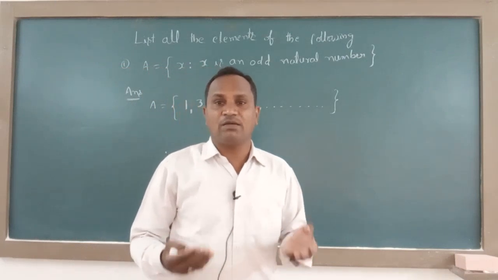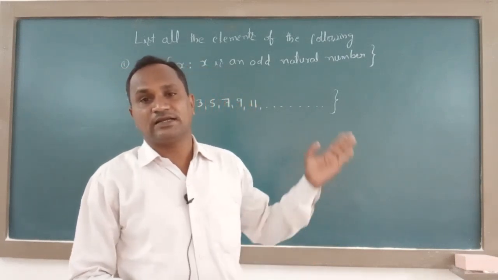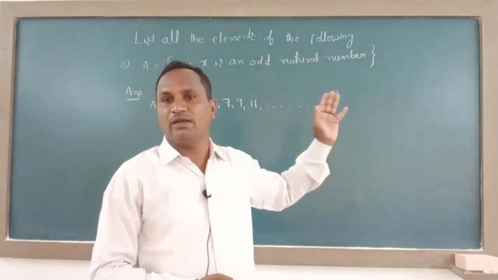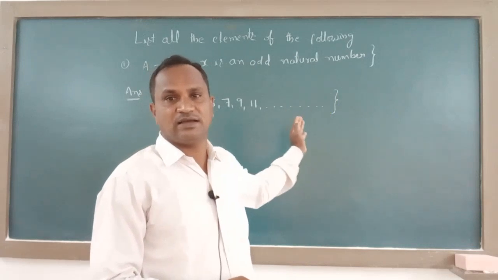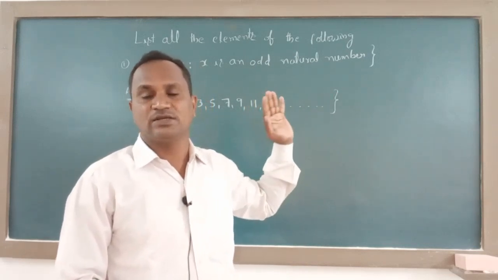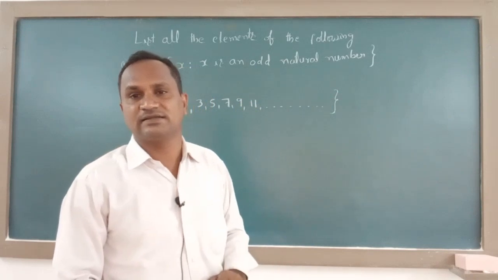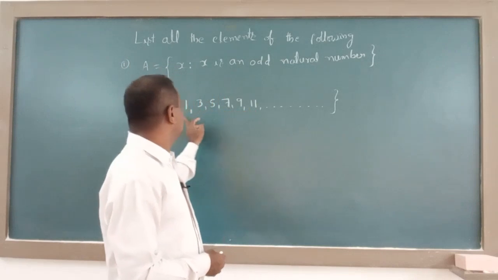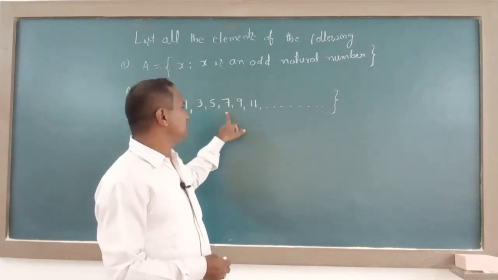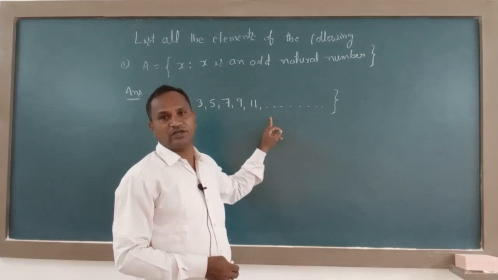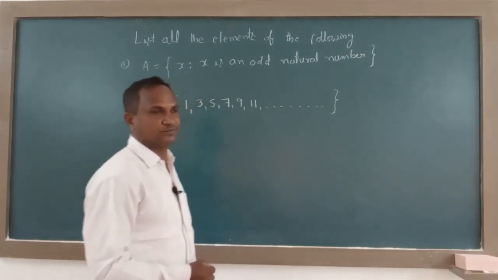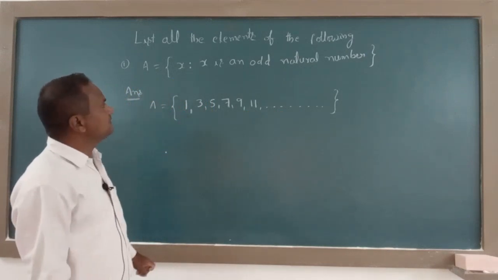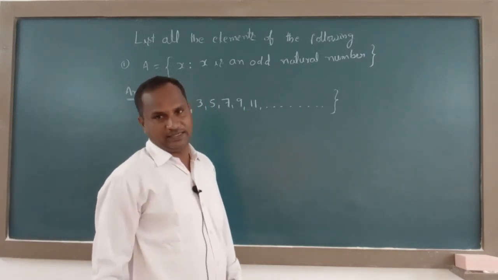They did not mention the number of odd natural numbers, which means the question belongs to an infinite set. If a set contains uncountably many elements, we say the set is an infinite set. So the answer for this question we can write here: A is equal to 1, 3, 5, 7, 9, 11, and so on. This is the answer for the first question under list all the elements of the following.